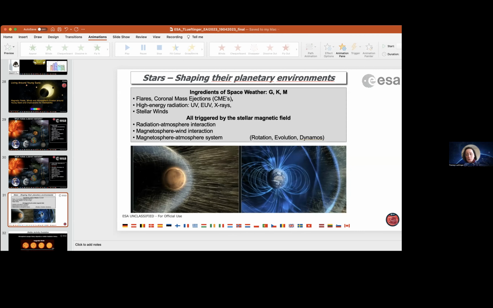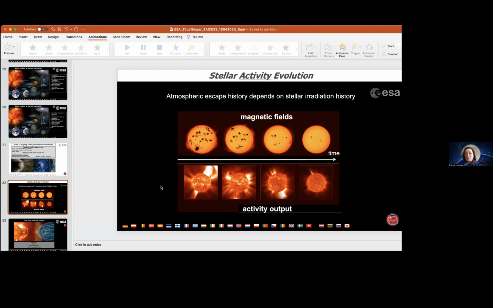So stars, especially when they're young, can be very violent, and they usually have a very, very high energy output in the form of flares, coronal mass ejections, high energy radiation in UV, EUV, and X-rays, and winds are launched there as well. And we want to study how radiation and atmosphere interact, how magnetosphere wind interaction affects the planetary atmosphere, and also study the magnetosphere-atmosphere system.